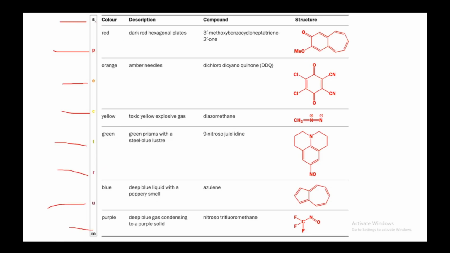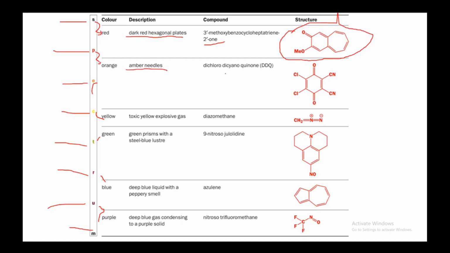And the S, we have a red color. For P, we have the orange. And E, yellow, green, blue, purple. Dark red hexagonal plates. The compound name is 3'-methoxy-benzocycloheptatri-2-on, and this is the structure of that molecule, which is red in color.